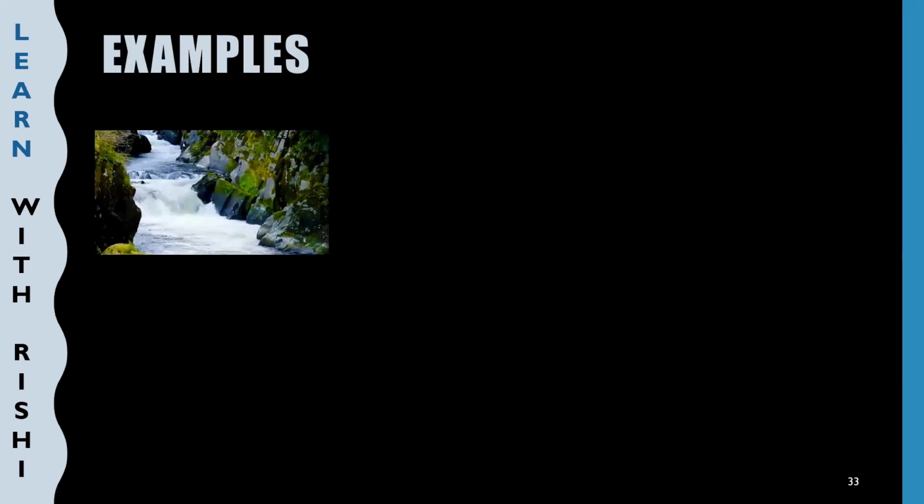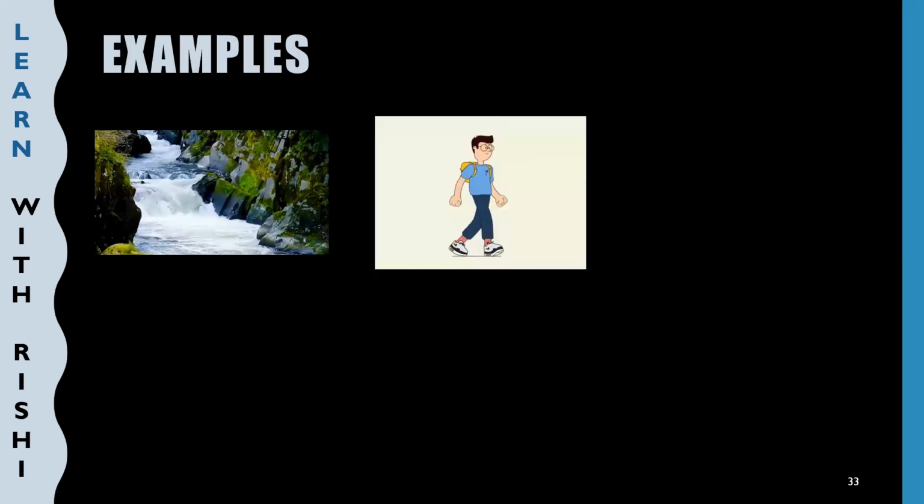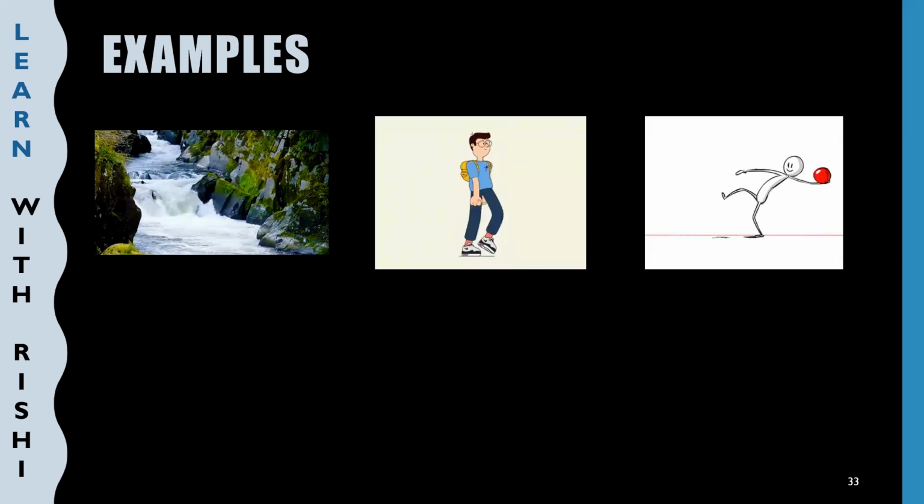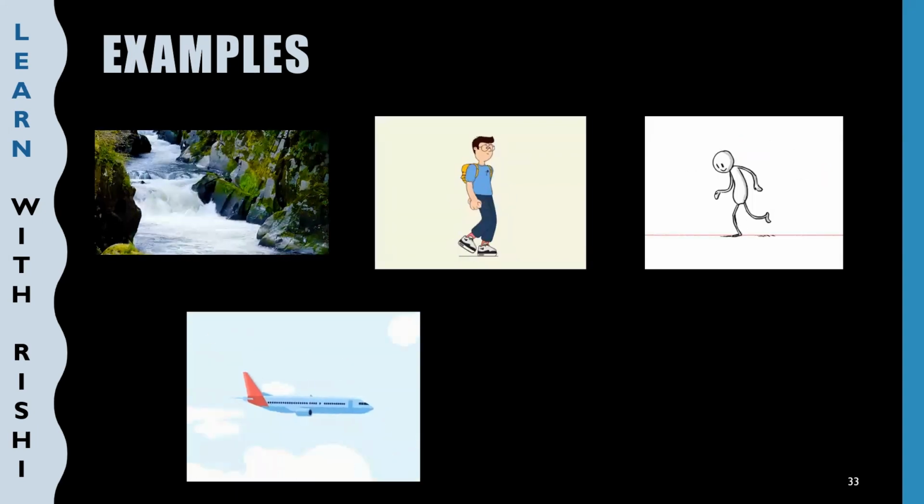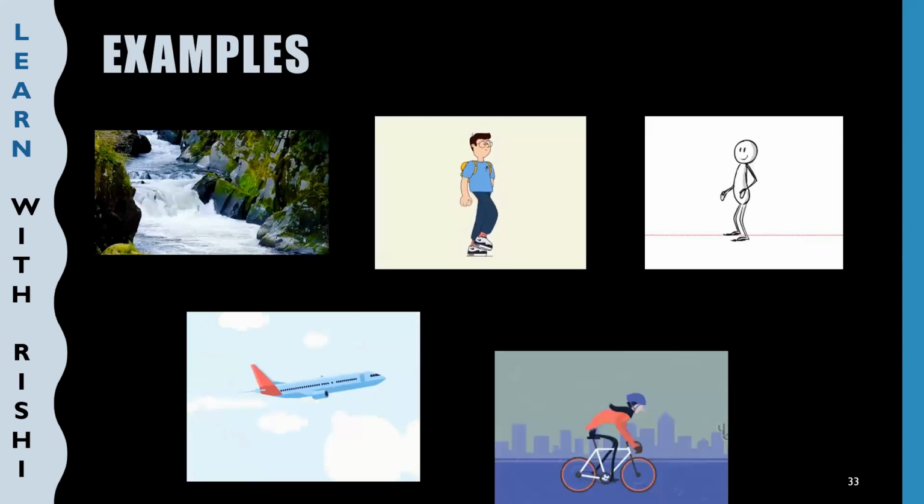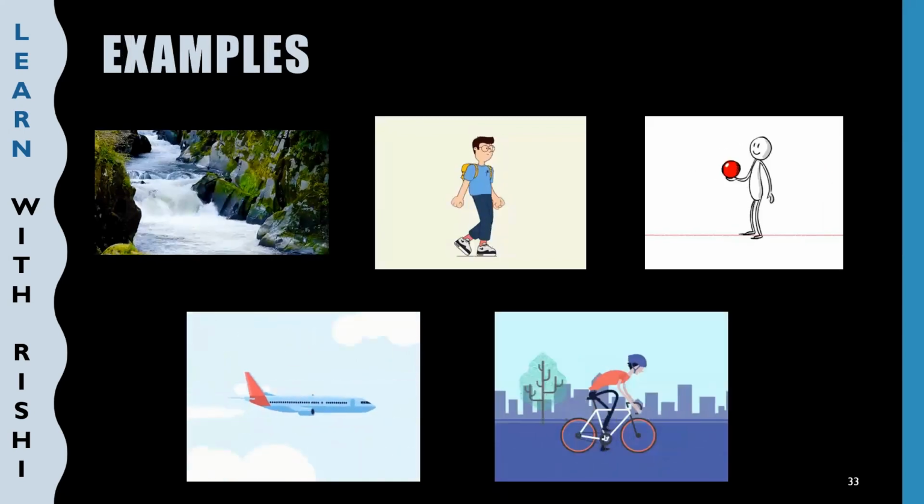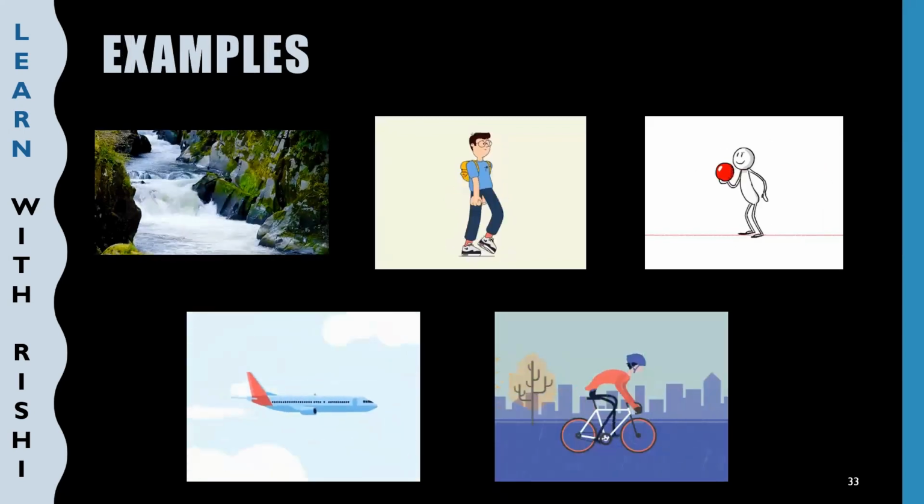First is water which is flowing. Next, you are walking, throwing a ball, aeroplane flying, cycling. Now you can see in all these examples, there is motion in the object.